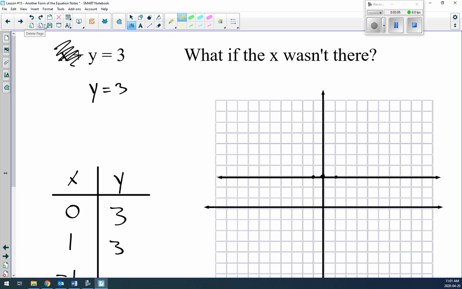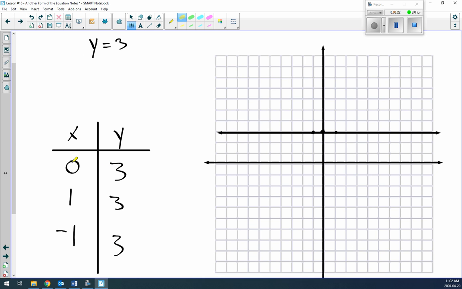So now, what if we have x plus y equals 3, and what if x wasn't there? It's just a different form of an equation. So x is not there, so we basically get rid of it. So we just have y equals 3. So in this case, what is y always equal? Y equals 3. So pick some values of x. There they are, 0, 1, negative 1. What is y in every single one of these cases? 3, 3, and 3. So let's plot those points and see what we get.